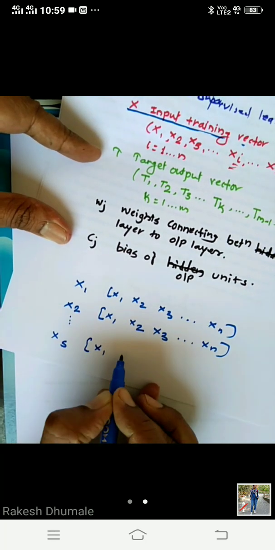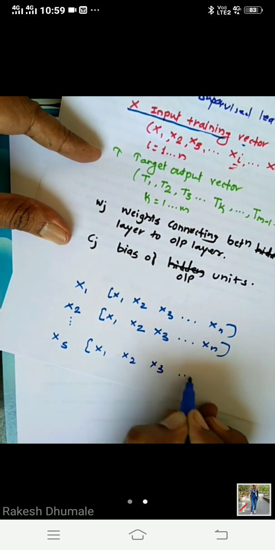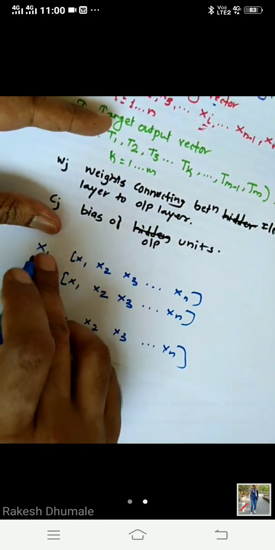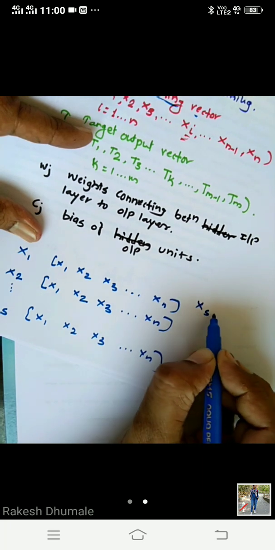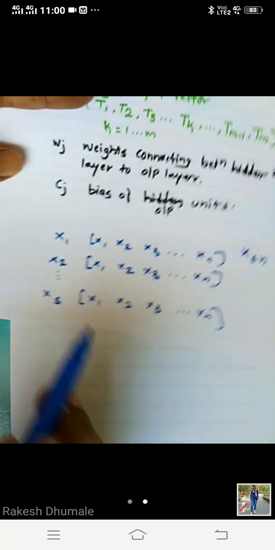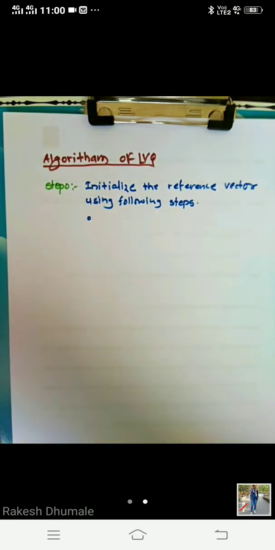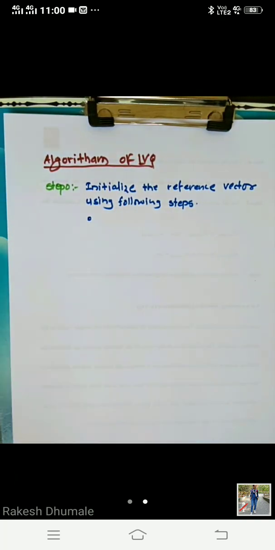Correct? So x1, x2, x3 up to xn. Is it correct? Now we can say that the size of this vector is s by n, where s is the number of vectors and n is the number of elements. Now in this case, initialize the reference vector using the following steps.